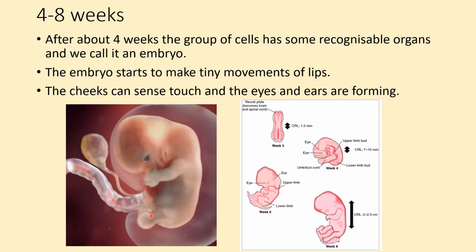So this is a diagram of what the embryo looks like at between 4 to 8 weeks. So you can see an eye there. I think this is an ear starting to develop. So it's definitely got some recognizable parts already, but it's still very, very tiny at this stage. Look at that, 7 to 10 millimeters, so it's less than a centimetre long at 4 weeks.